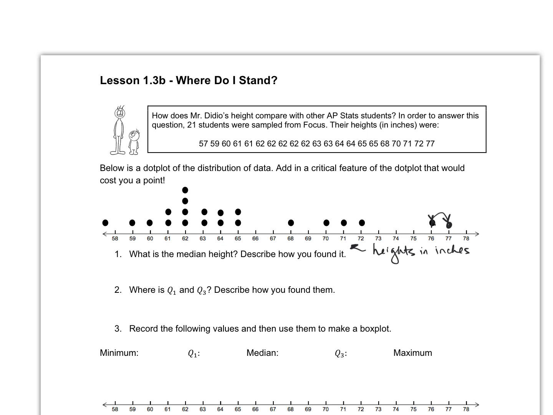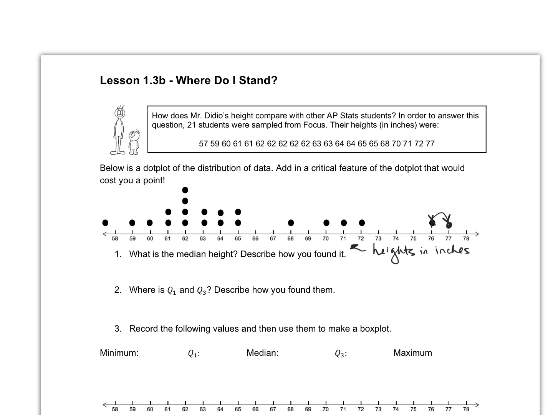Okie doke. Now, what is the median height and how would you find it? Well, how do we find median? Middle in order. Don't put it in the calculator. We're going to do it by hand. Sorry, it's not a hard data set to do this with, and it's already in order from least to greatest. So what will we do?